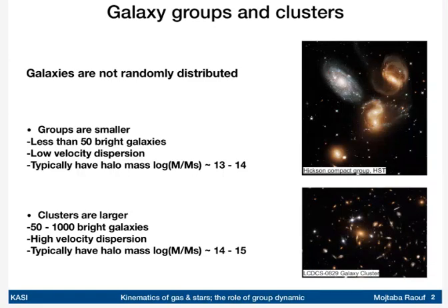The clusters are larger, with a population of around 50 to 1,000 bright galaxies, and specifically have a higher velocity dispersion, which leads to a higher halo mass, over 10^14 solar masses.